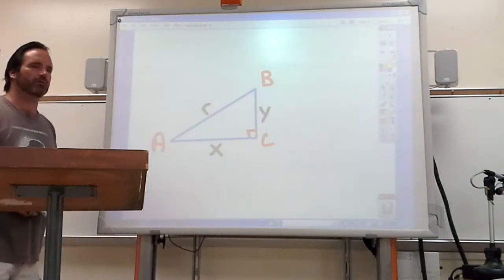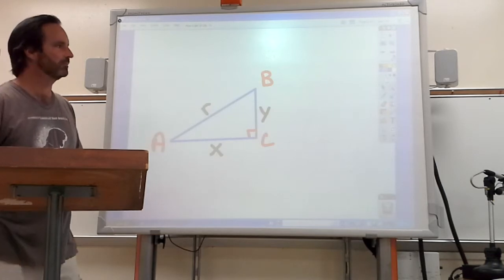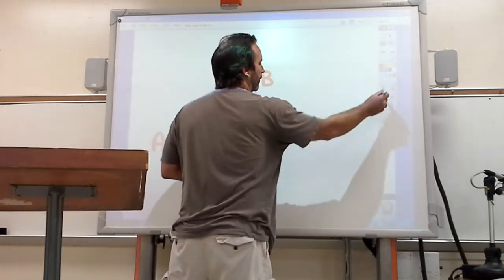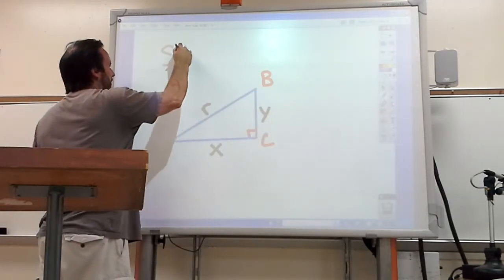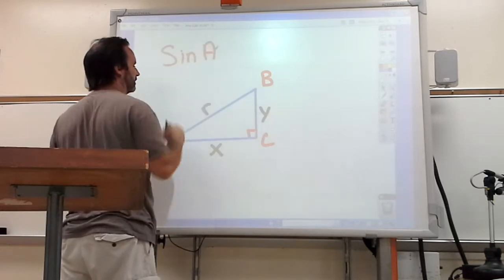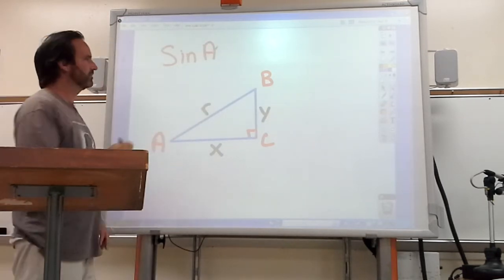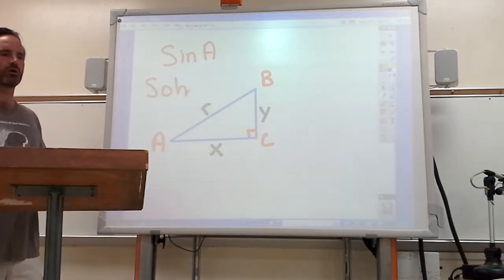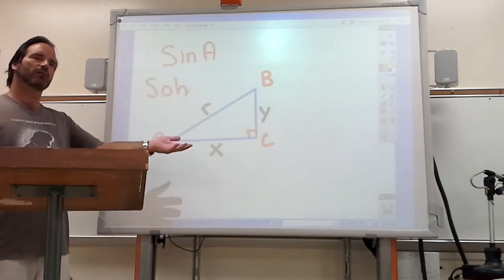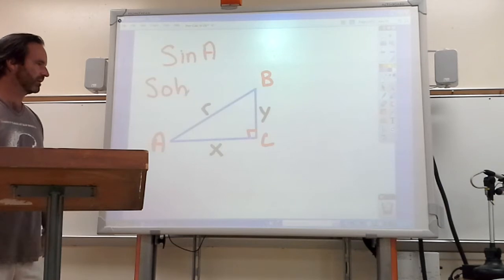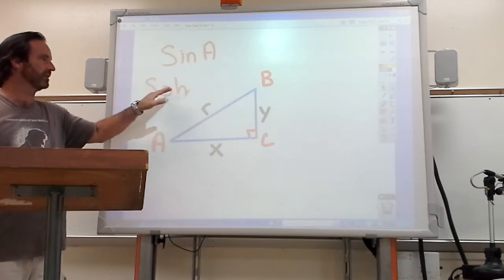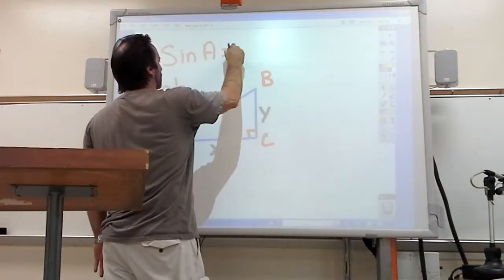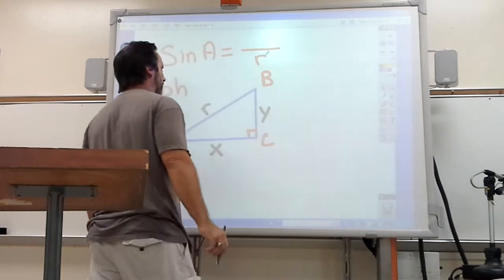Let's take a look at this triangle. Let's take angle A. Okay? Let's talk about sine. Sine of angle A. Well, we remember what? The sine of an angle comes from what ratio? The opposite side over the hypotenuse. Okay, well, we know the hypotenuse is r. That's on the bottom. This is this over this. So that's going to equal something over r.